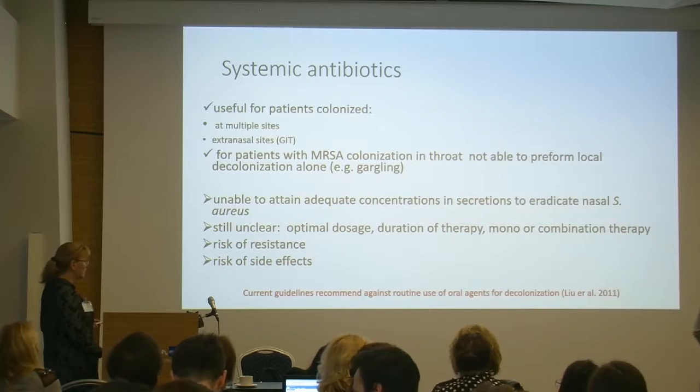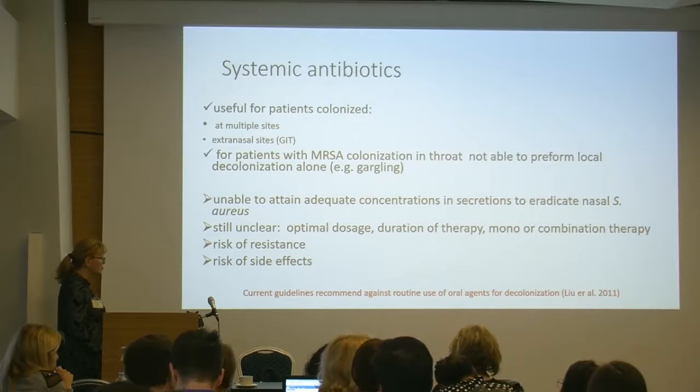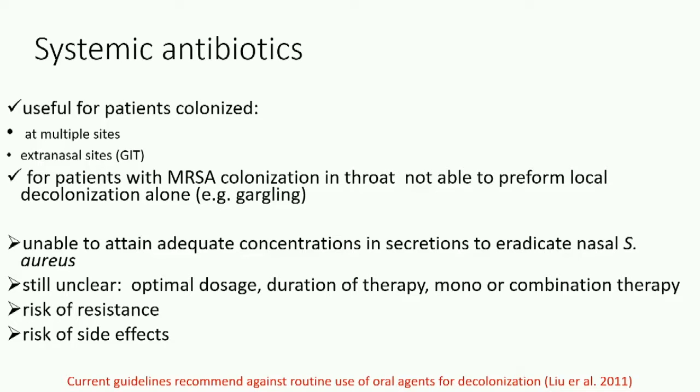If you have Staph aureus inside that, it is still unclear what are optimal dosage, duration, and if you can use mono or combination therapy. So I didn't put any slide about systemic antibiotics, but I can tell you that there are different approaches. You can use doxycycline, you can use trimethoprim, you can use vancomycin, you can also use combination with rifampin, but you have to be aware of resistance if you use these drugs, and you have to be aware of risk of side effects, especially of rifampin.